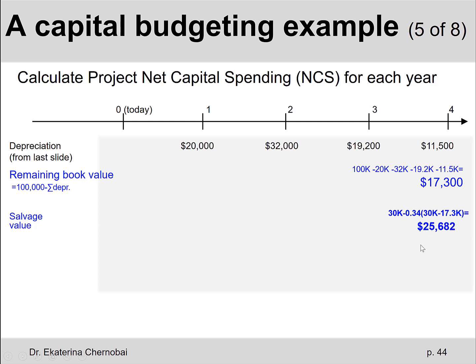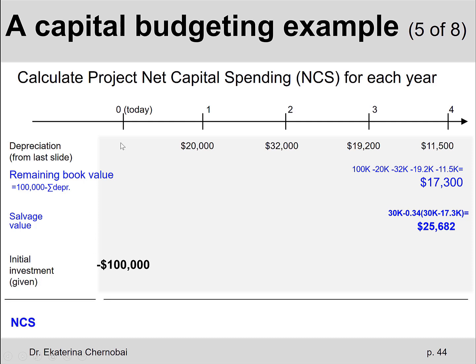So the after-tax salvage value is one of the components of the net capital spending. Another one is for year 0, the initial investment, and that's already given. We are going to have to invest $100,000 to buy all equipment, furniture, and so on.